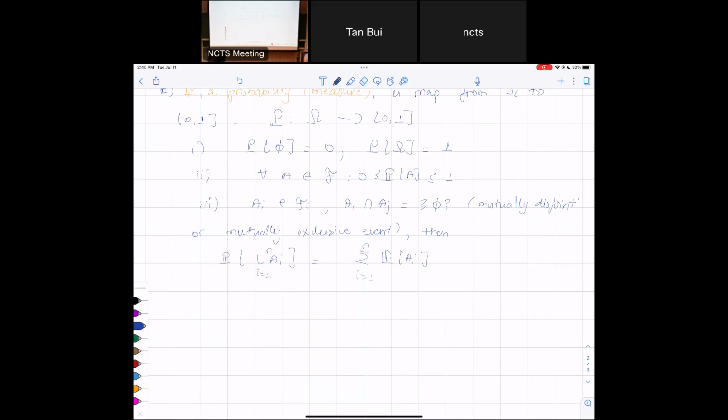Think of a probability measure like an area. Think about area measure, right? The area of the sum of different shapes that don't share anything in common is equal to the total area. Everybody see that? It's equal to the sum of the area of each shape.